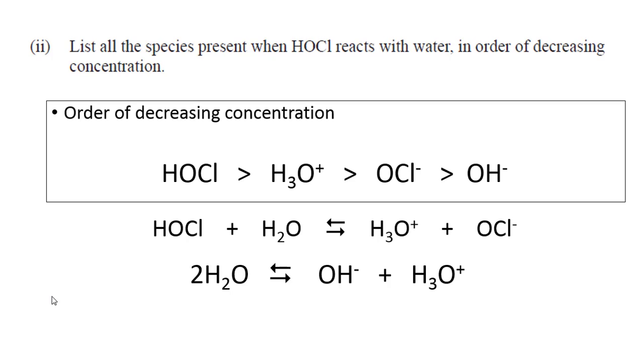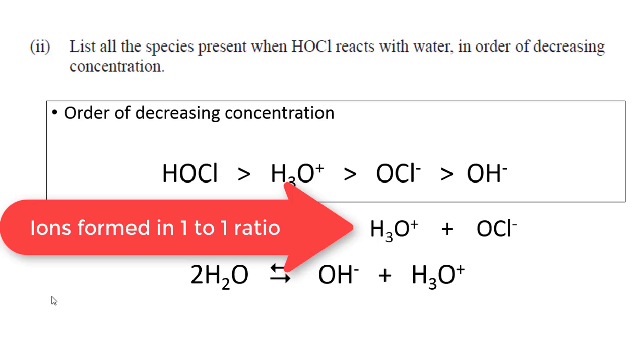So we're going to have lots of HOCl molecules, hypochlorous acid molecules floating around in that solution, and they are going to be in greater concentration than everything else that's in there because it's a weak acid, it only partially dissociates. Then we're going to have the next highest concentration of H3O+ ions, and that's because for every one HOCl molecule that reacts with a water molecule, it forms one H3O+ and one OCl- ion. So they're almost in equal concentrations.